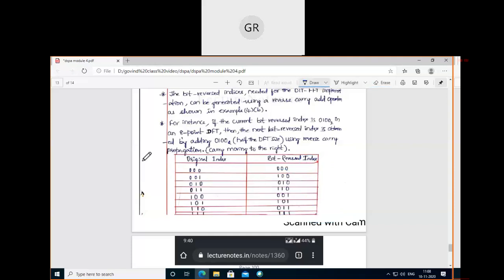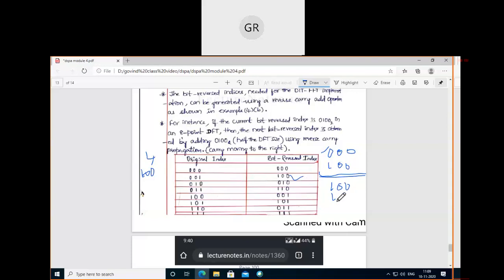In the second module we already discussed this. See here, the initial index is always 0, right? 0 0 0. Here N equal to 8, and half of it is 4. To the initial index, you add half of the N value, 4, which is 1 0 0. Here the carry moves from left to right. First 0 plus 1 is 1, 0 plus 0 is 0, 0 plus 0 is 0. The value is 1 0 0.